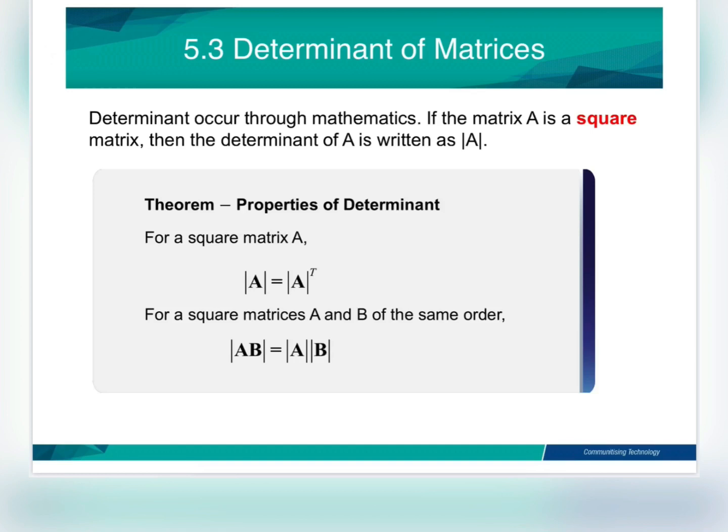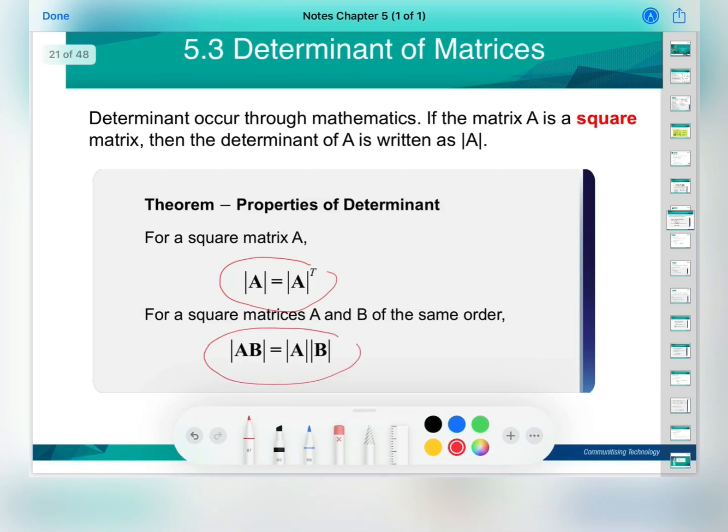So the properties of determinant: for a square matrix A, the determinant of A is equal to the determinant of A transpose. For square matrices A and B of the same order, the determinant of the multiplication AB is equal to determinant A multiplied with determinant B. So you can see the sign as this one and this one.